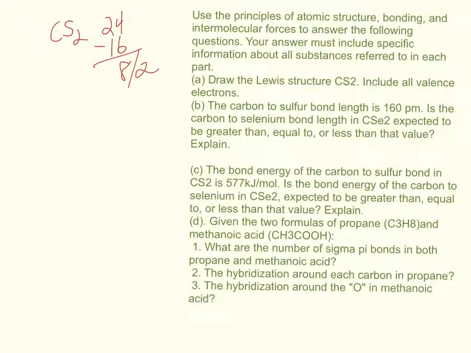So being that only two things are bonded to carbon, right away I know that that has to be a double bond. I've used up half of my electrons on the double bonds, 8, and I need a total of 16. So I also know that I have 2 lone pairs on each of the sulfurs.